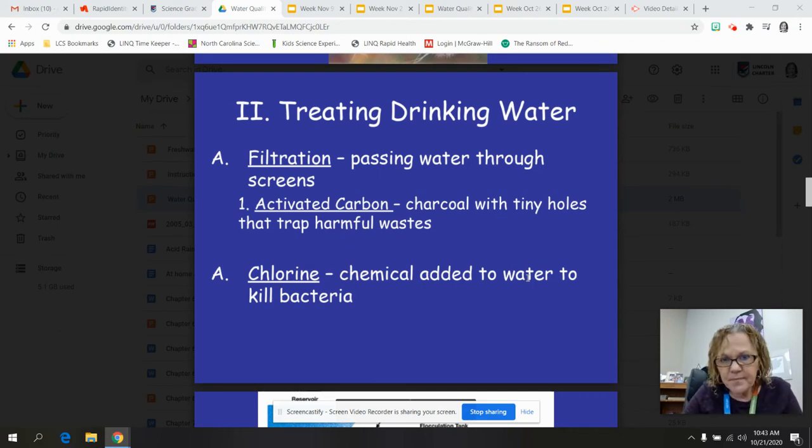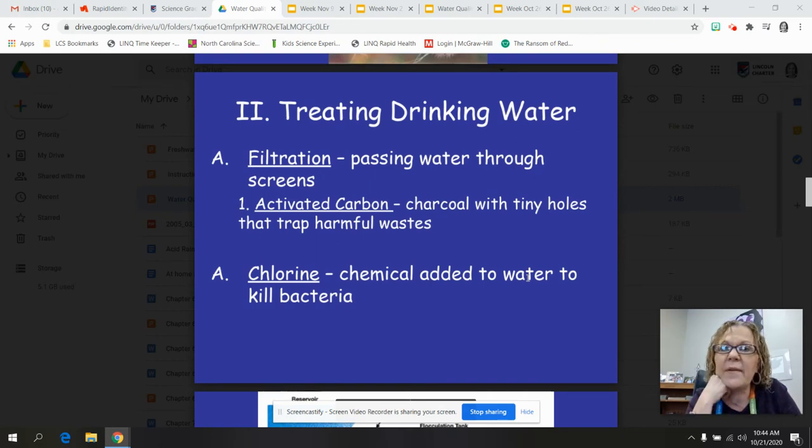Okay, so how do we get all that junk out? Filtration, simply put. But it's a very long process, which takes anywhere between 24 to 48 hours to filter the water once it comes in to the wastewater treatment plant, okay? Now, a couple of ways that they do this. Activated carbon is something that they use quite often. It's like tiny little holes that are in charcoal. And when the water passes through it, it can capture those harmful wastes.